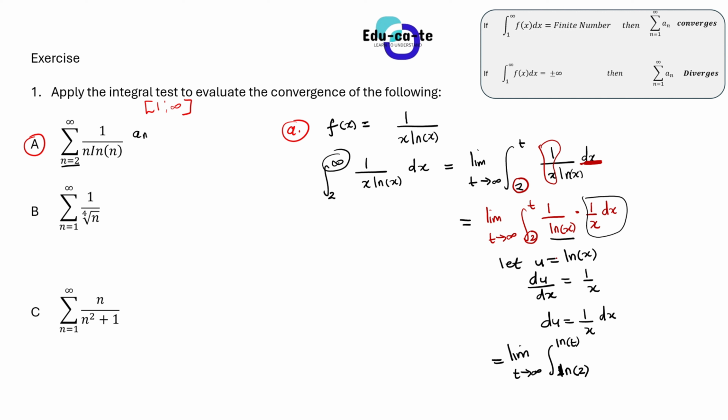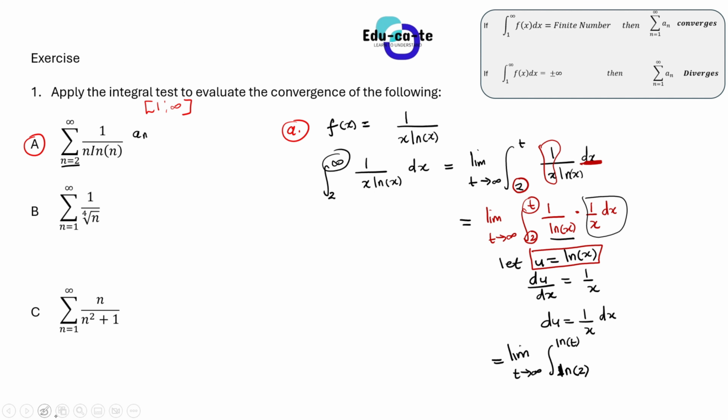So it means that in this equation of u, which is given by u is equal to ln x, where there is x, you are going to put 2 for the lower bound. So this is going to be ln 2. And then where there is x for the upper bound, you're going to put t, which is your upper bound in terms of x. This is going to give you ln t.